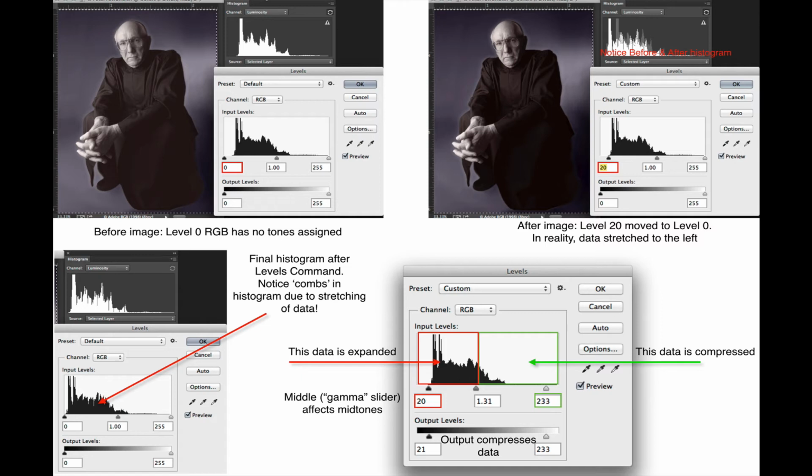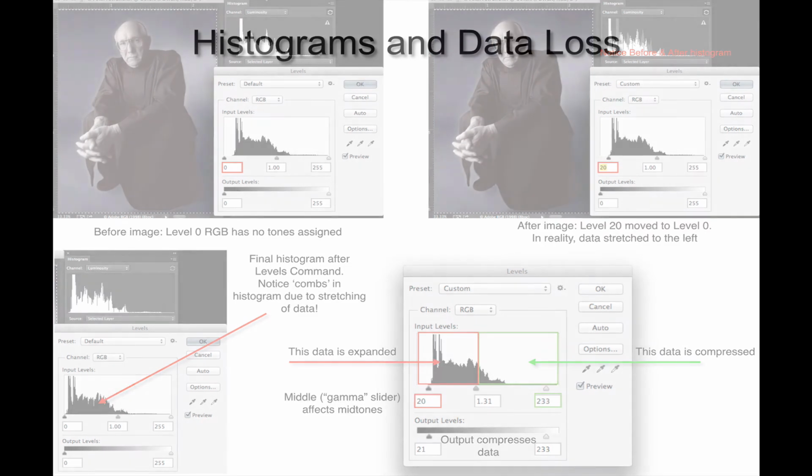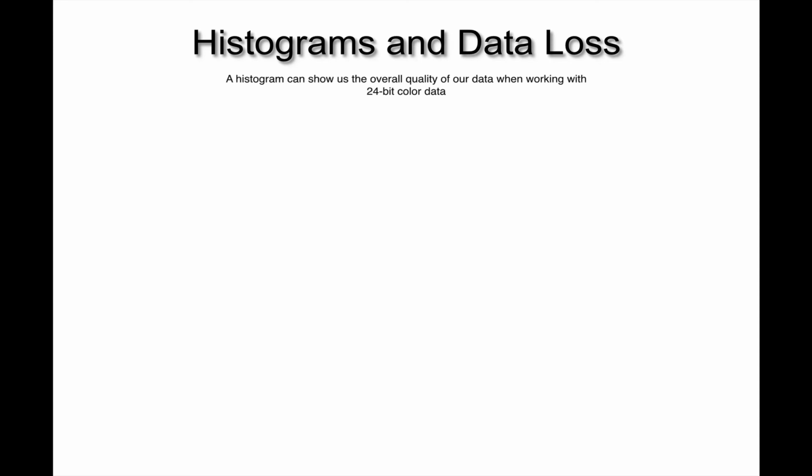Think of this data like a rubber band. If I stretch the rubber band larger than it normally is, I'm stretching everything out. It's only 8 bits per color, and so I'm stretching everything out in order to reassign those tones, and the result is some data loss. Let's look at this in more detail and see how the histogram can show us data loss.